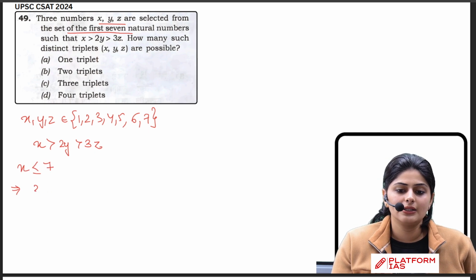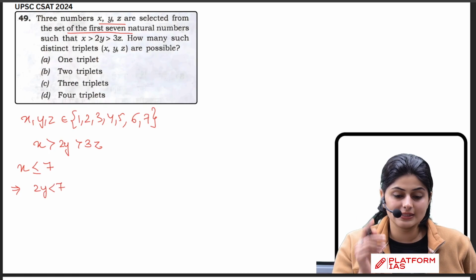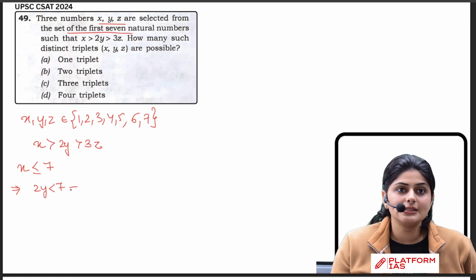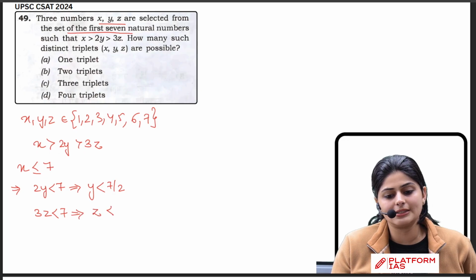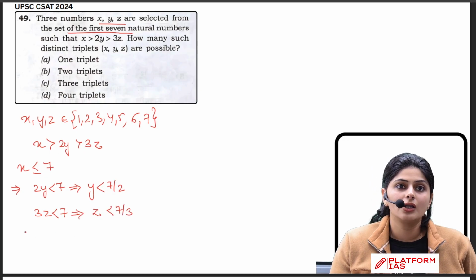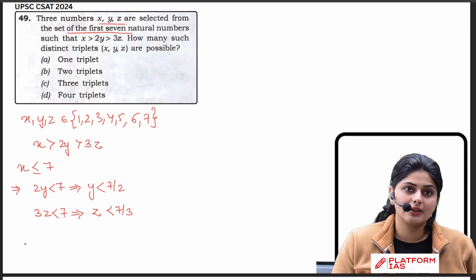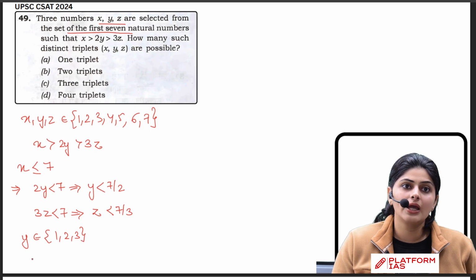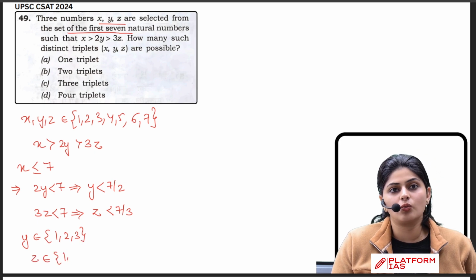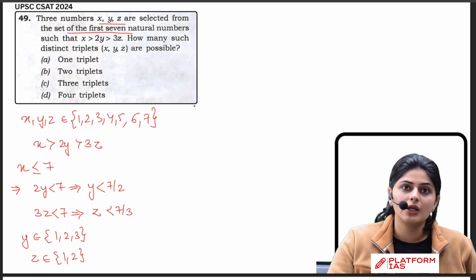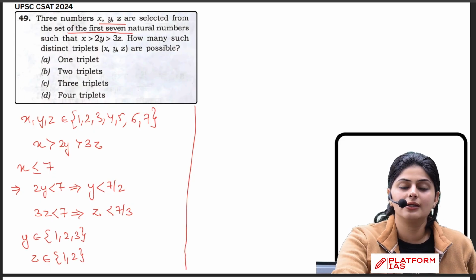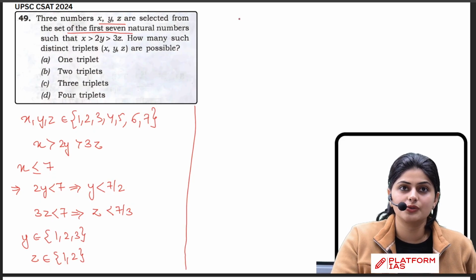This means 2y should be less than 7, so y should be less than 7 over 2. And 3z should be less than 7, which also means that z should be less than 7 over 3. Now what do these two conditions give me? That y will belong to the set 1, 2 and 3 and z will belong to the set 1 and 2 only. Now we'll put the values of x, y and z and check.